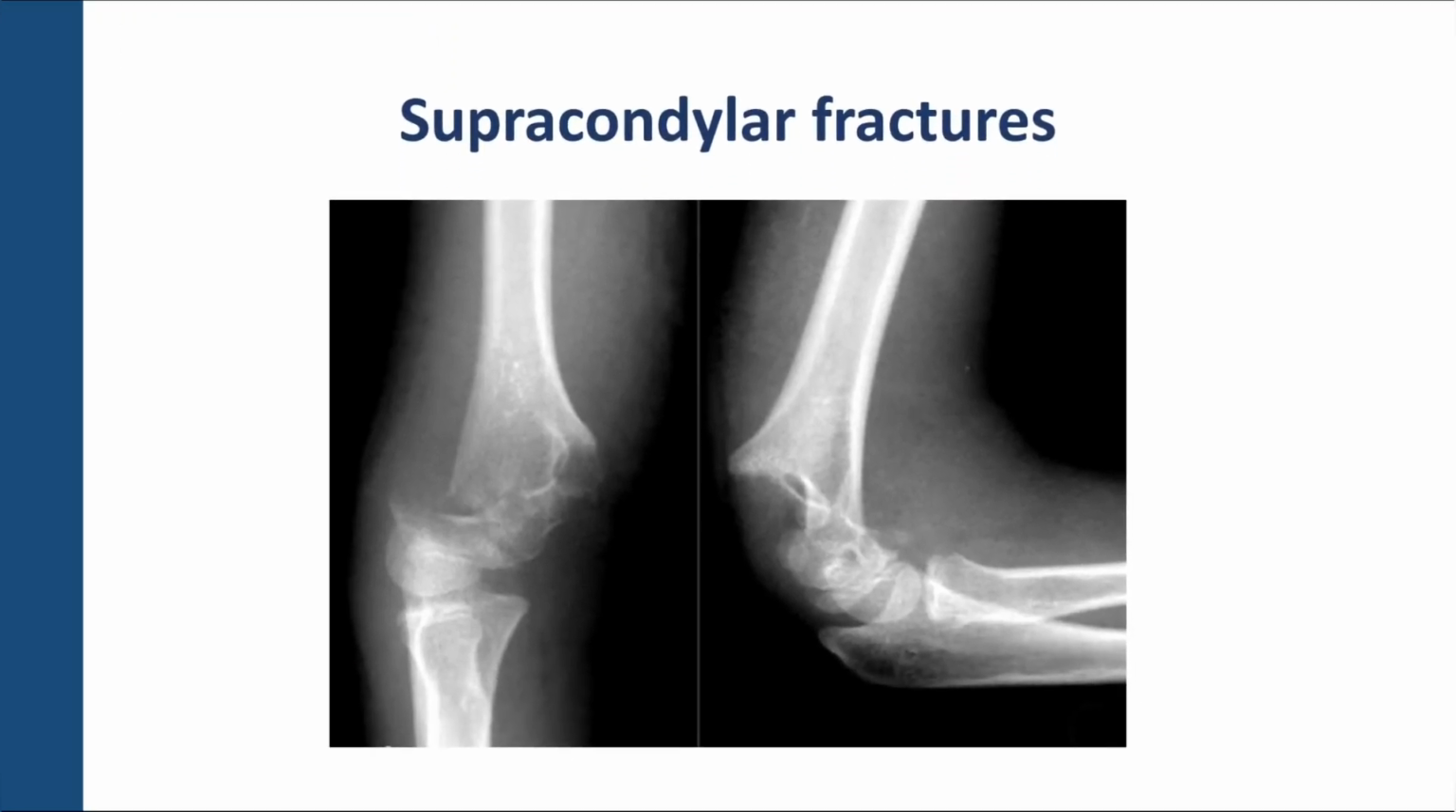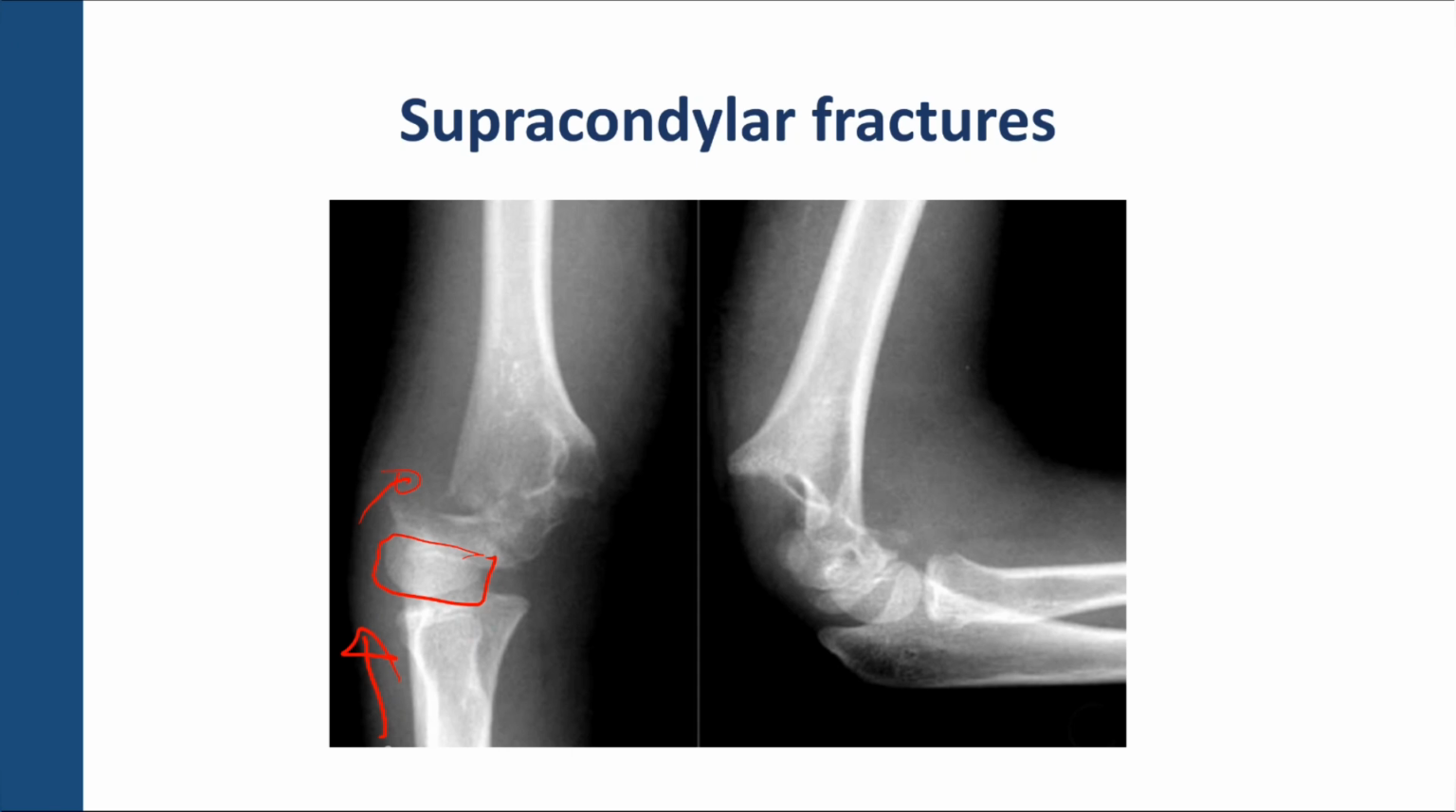Coming to supracondylar fractures, it is most commonly happening in children. It leads to a fracture just above the elbow, just above the condyle. This is the condyle; just above it is the supracondylar region. The typical mechanism of injury is when the patient falls on an outstretched hand with the elbow extended. This will lead to driving of the force backward into the distal fragment.